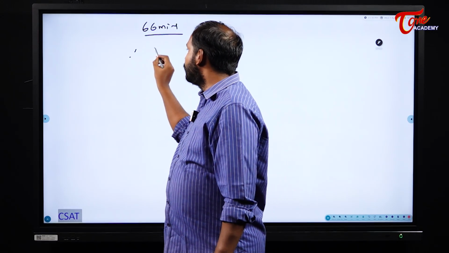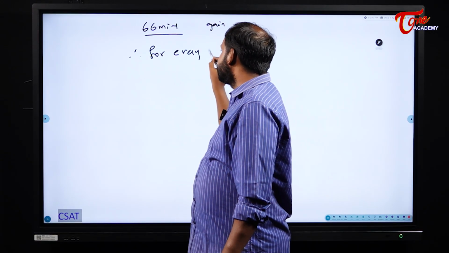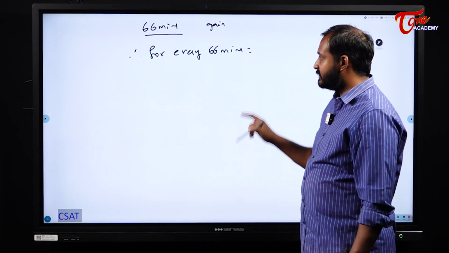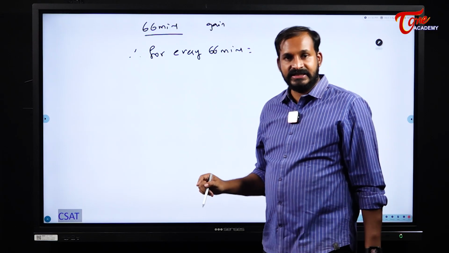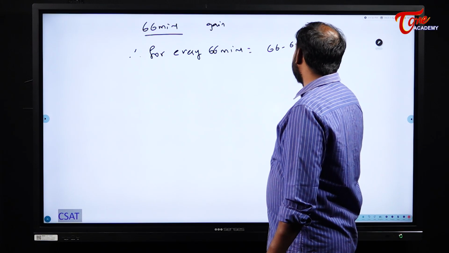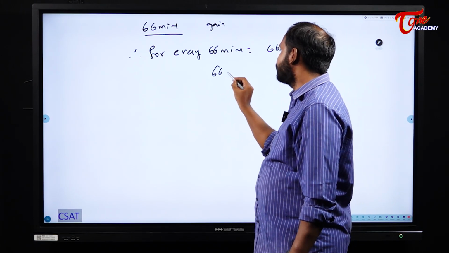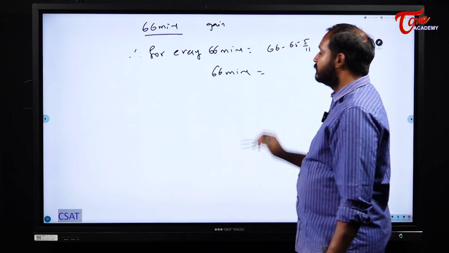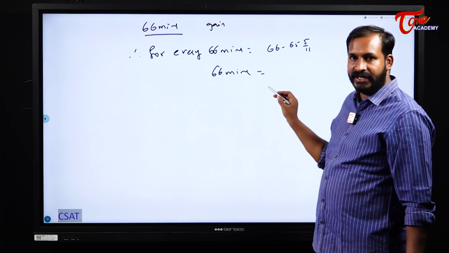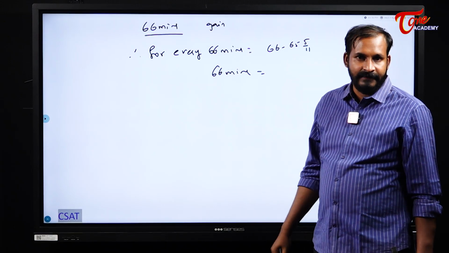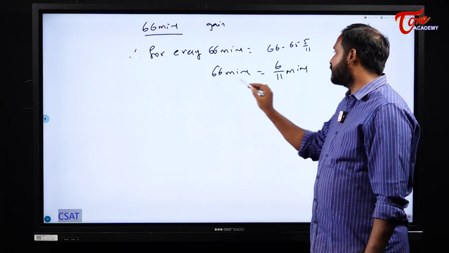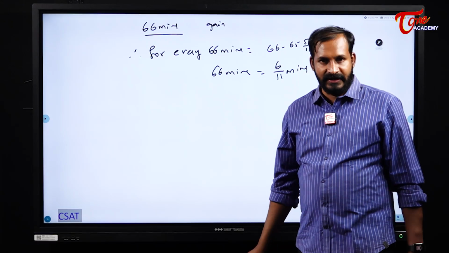Therefore, for every 66 minutes. See, in the previous case I have taken 64 minutes. Here it is 66 minutes. For every 66 minutes, it will gain what time? 66 minus the standard one, 65 5/11. 66 minus 65 5/11: 65 plus 1, the 65 will get cancelled, so I will have 1 minus 5/11. 1 minus 5/11 becomes 6/11 minutes. That means for every 66 minutes, it will gain 6/11 minutes.